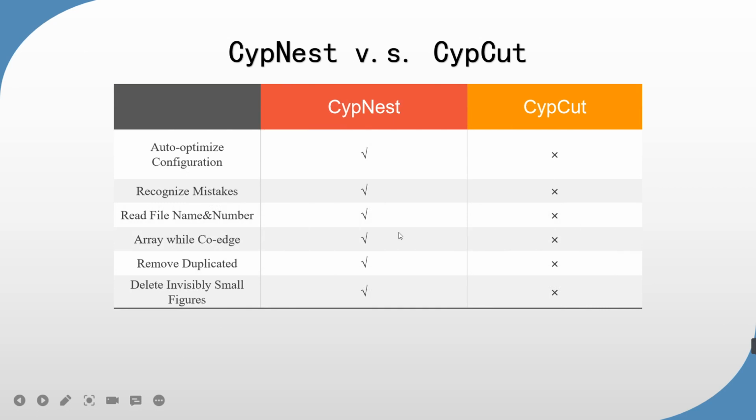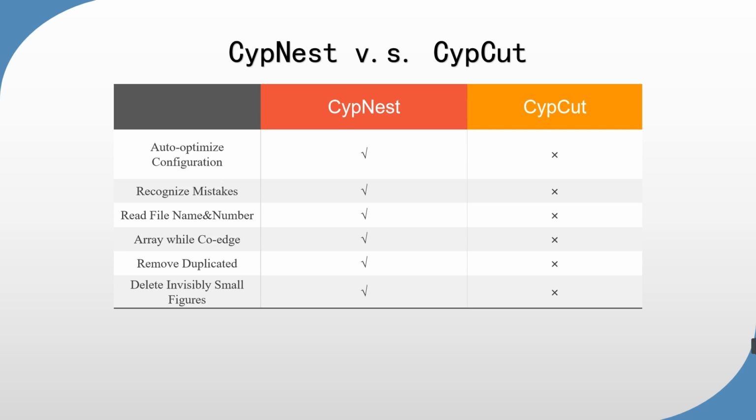What's more, Cypnest can also auto-optimize configuration, such as removing duplicated, delete invisibly small figures. It can recognize and help modify mistakes, read file name, part number, as well as doing array and co-edge at the same time.